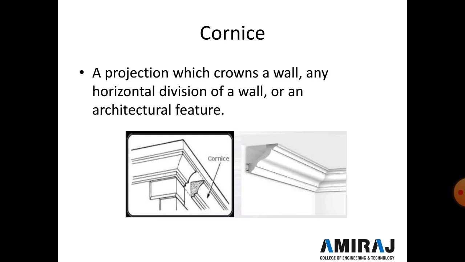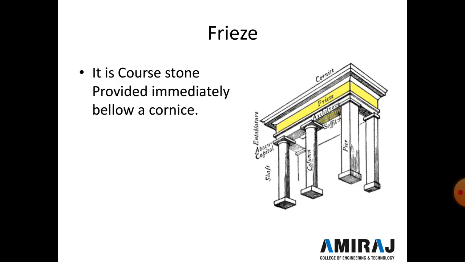Next is cornice, a projection which crowns a wall. Any horizontal division of a wall or an architectural feature is known as a cornice. Cornice is generally in a designed shape and is also used for attractive purposes. Next is frieze. It is the course of stone provided immediately below the cornice. Here see this figure. In this figure the yellow highlighted part is the frieze. Frieze is generally provided below the cornice.